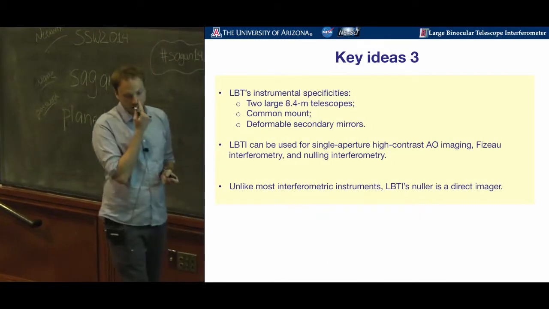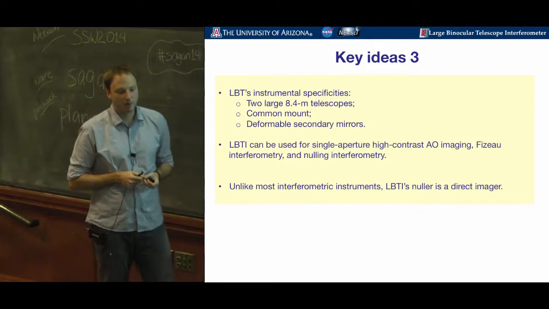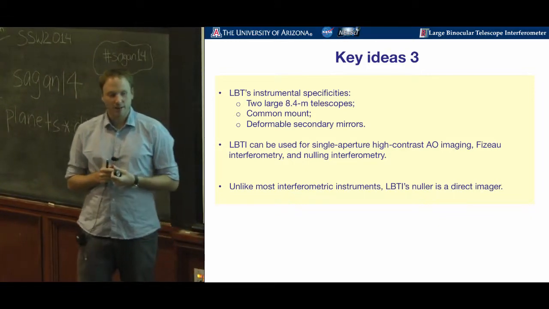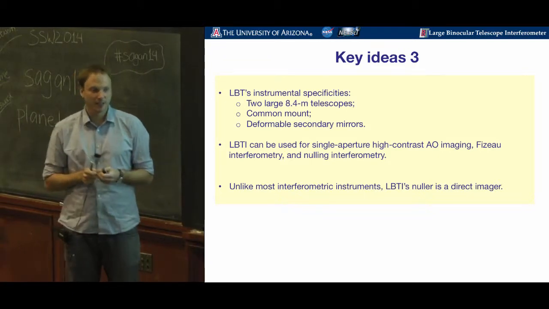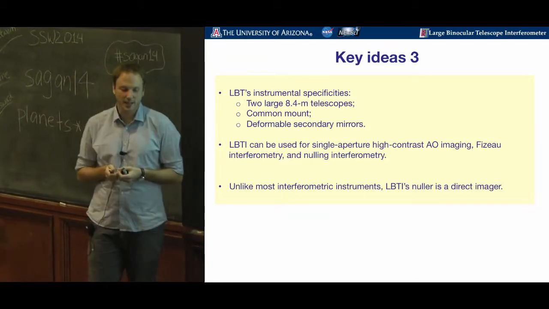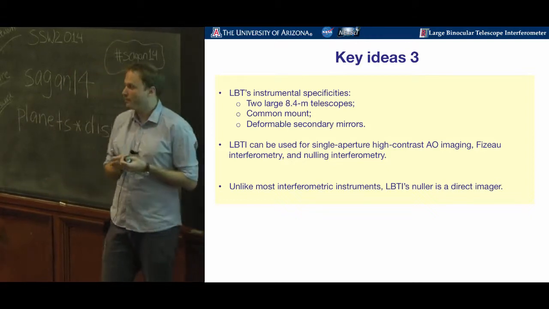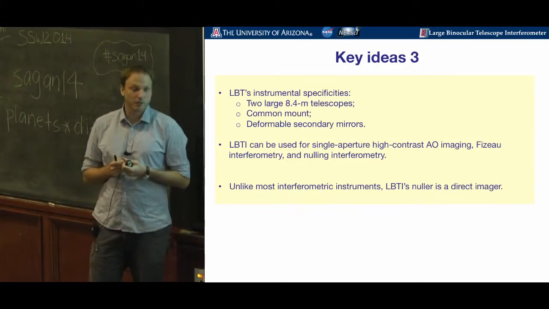So key idea 3 about the LBTI. It has 2 large apertures. They are on the same mount, meaning that we don't have any long delay line. And we have deformable secondary mirrors, meaning that we have very few optics and really good sensitivity.